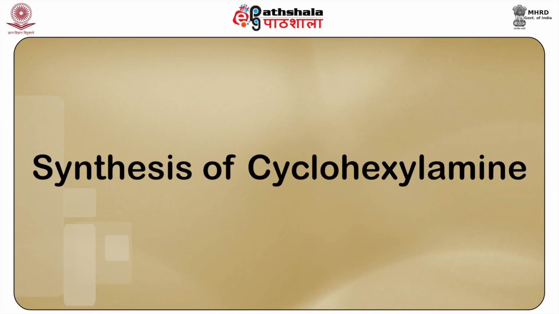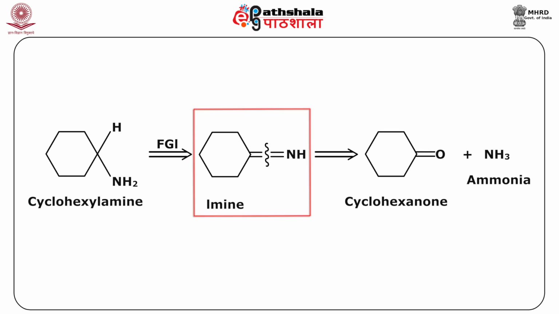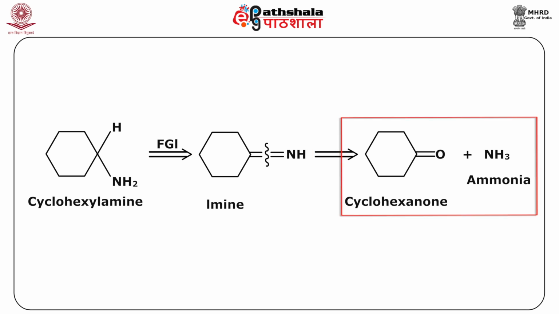Let us look into the synthesis of cyclohexylamine. The retrosynthetic analysis of cyclohexylamine is given in the figure. The functional group interconversion on cyclohexylamine gives the corresponding imine as shown here by the cleavage of the corresponding amine. The reaction starting materials can be traced back to cyclohexanone and ammonia.